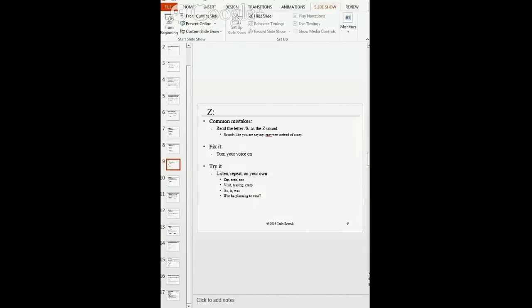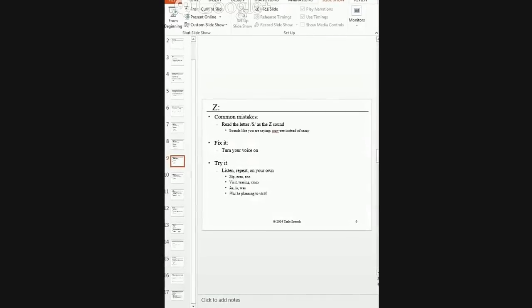So for this sound, the biggest mistake that I see is that people read the letter S as an S sound instead of reading it as a Z sound. So what I hear my clients say is "crasy" instead of "crazy." So again, the Z sound can be spelled with a letter S. So we're talking about the sounds, not the spelling.